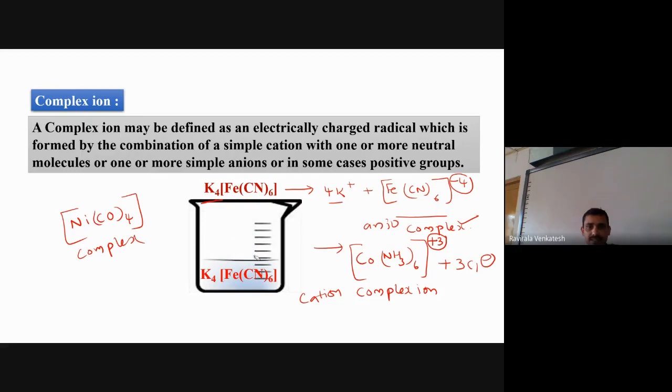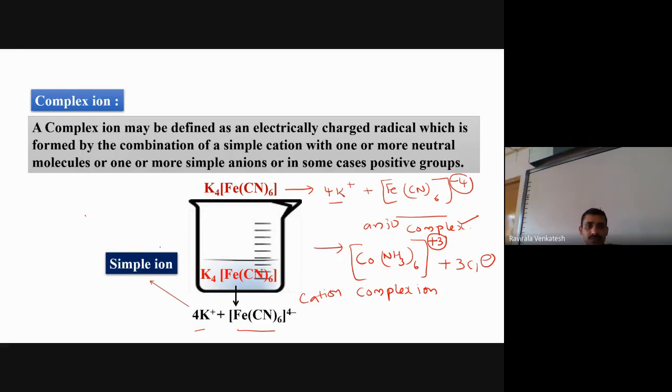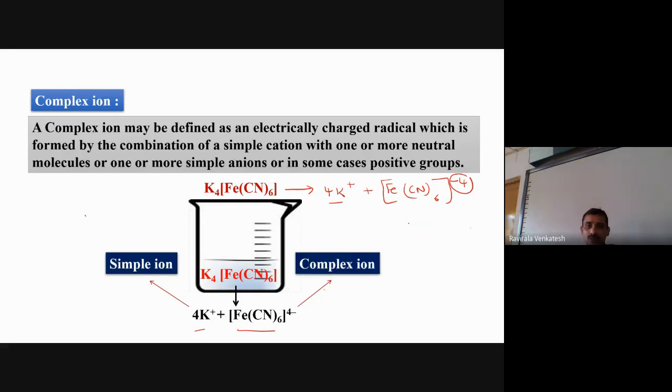What is happening inside? Here I have taken K4Fe(CN)6. It is dissociating into 4K plus and Fe(CN) taken 6 times. Now this one is a simple ion, right? This one will be a complex ion, an anion complex ion. In terms of diagram, you can also represent it like this. This is the complex compound. A complex compound has counter ions: simple ion and complex ion.